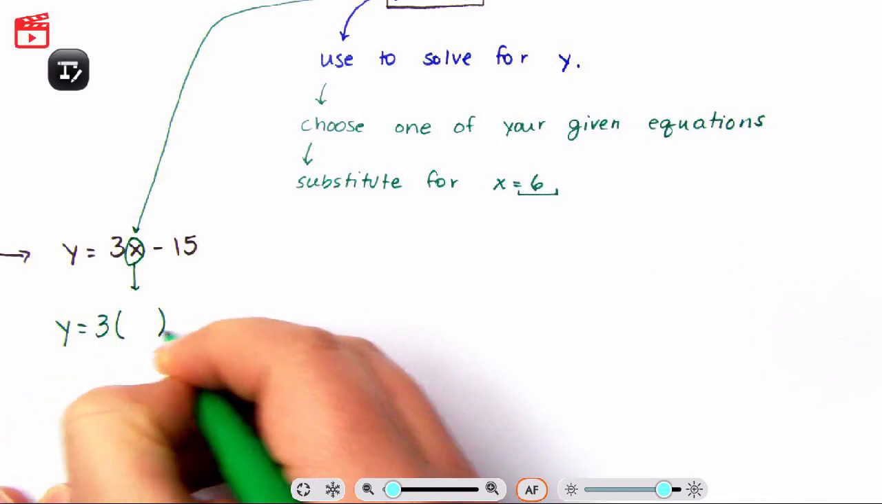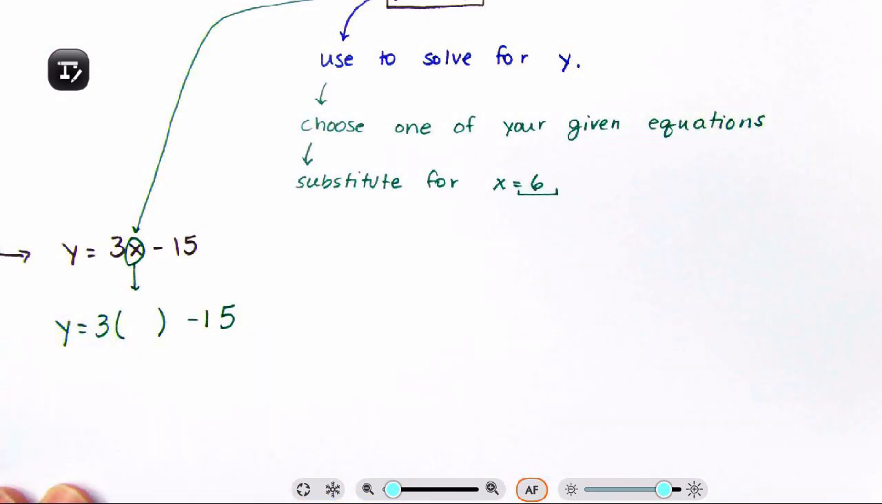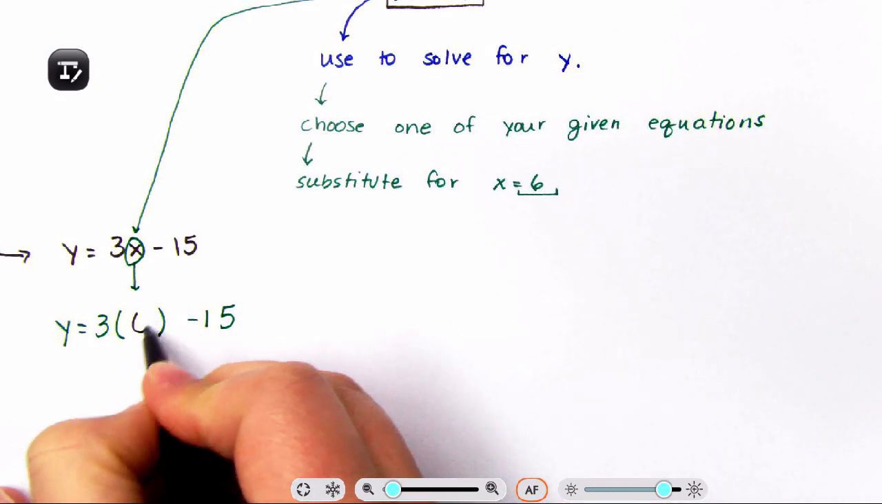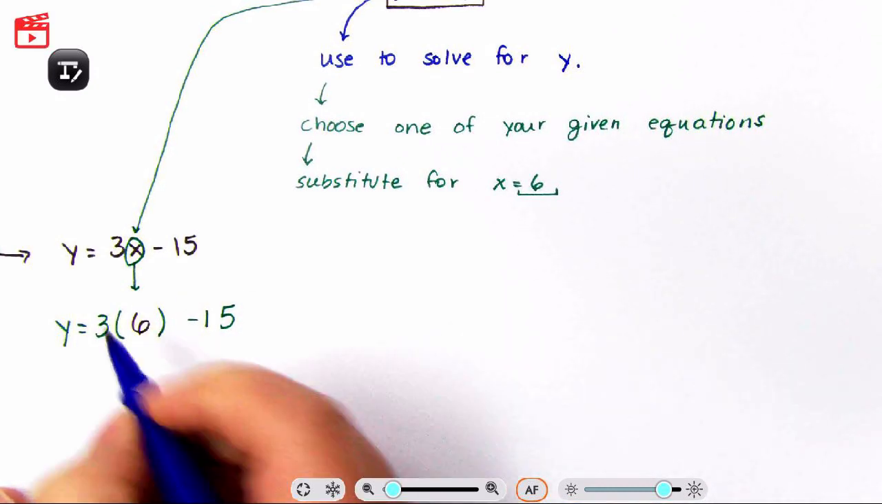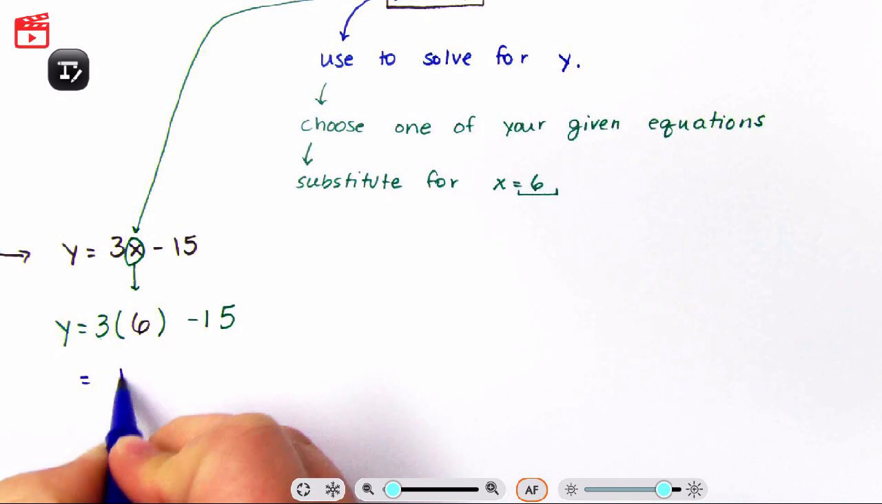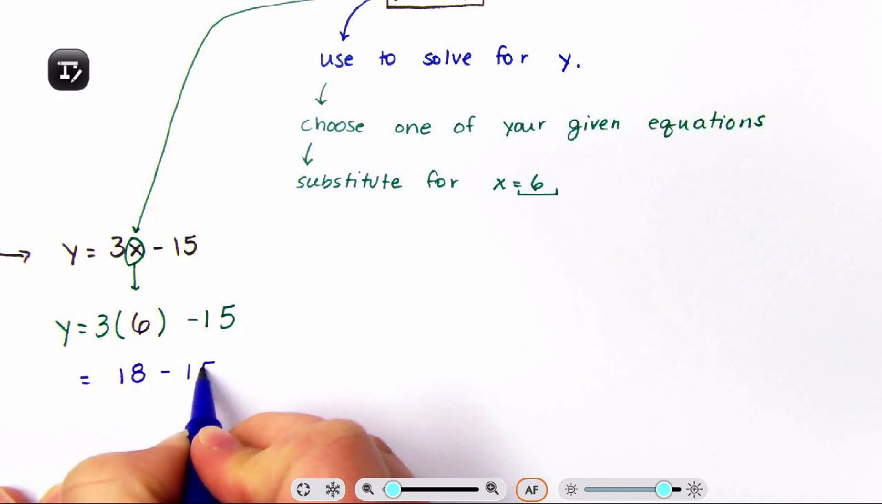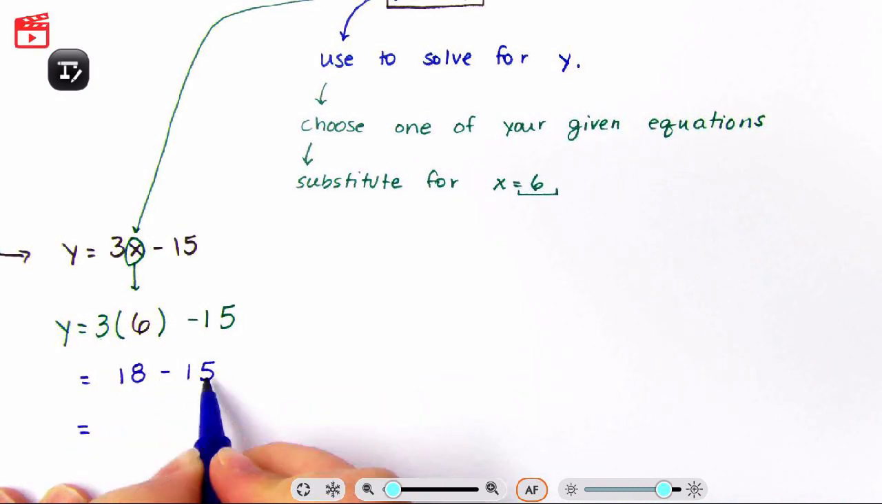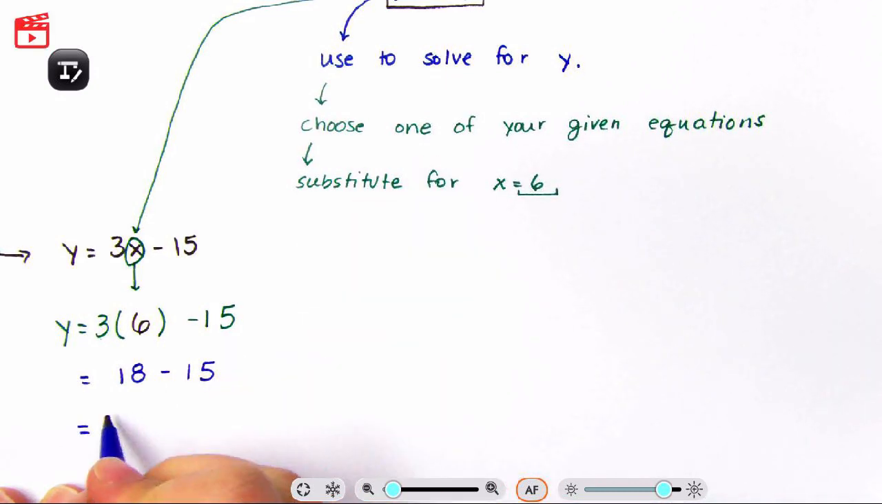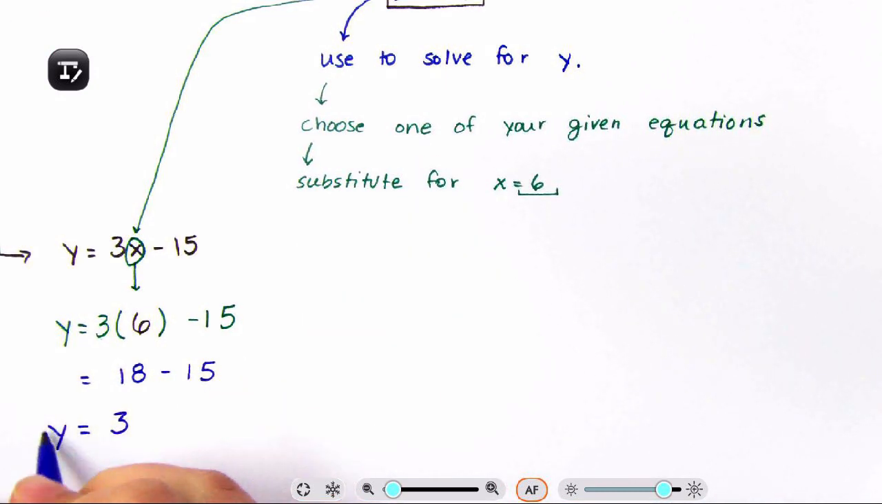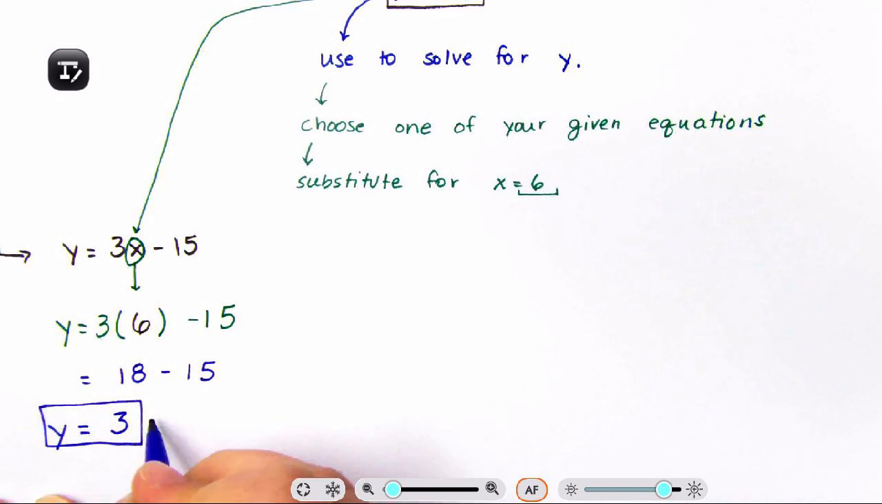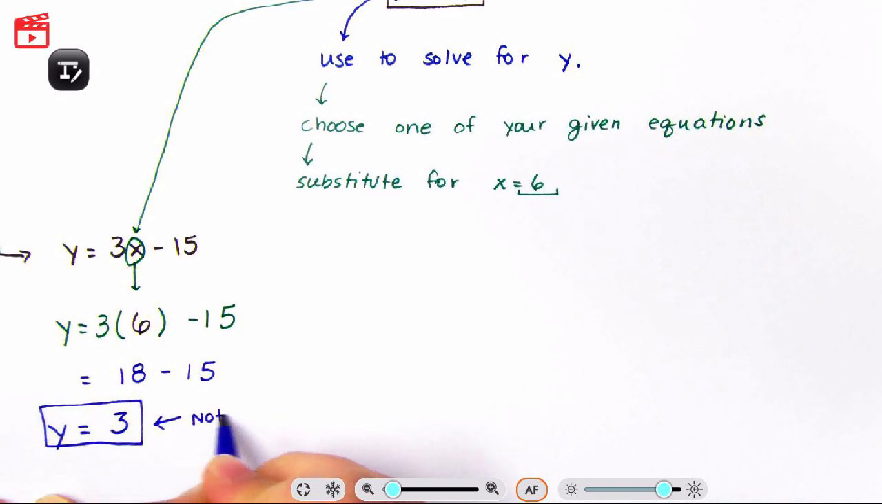Always use parentheses when you are substituting anything. So x is 6. I'm going to plug that in. This says 3 times 6, which is 18, minus 15. 18 minus 15, 15, 16, 17, 18. That is 3. I like to count up. So y is 3. Is that my answer? No, that is not my answer.